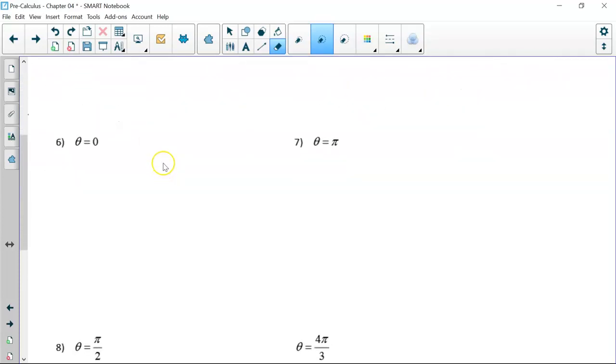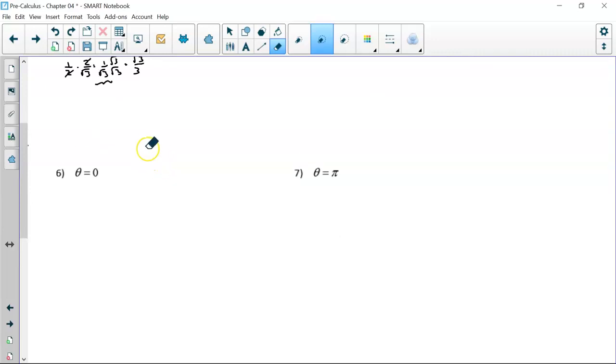Now when theta is 0, if we're thinking about our unit circle, it is right here, and that's going to be at 1, 0. So there's our coordinates. The sine of theta, sine of 0, is the y-coordinate, 0. The cosine of 0 is our x-coordinate, our 1. And the tangent of 0 is y divided by x. It's 0 divided by 1, which is 0.